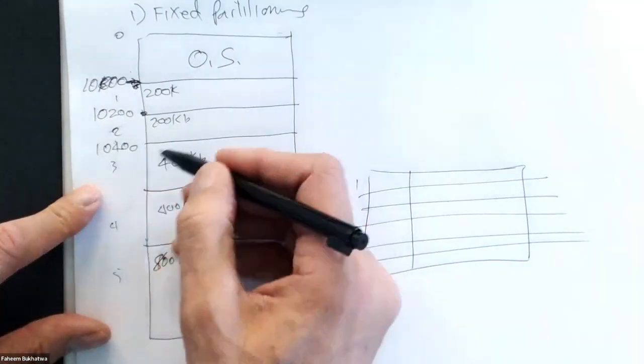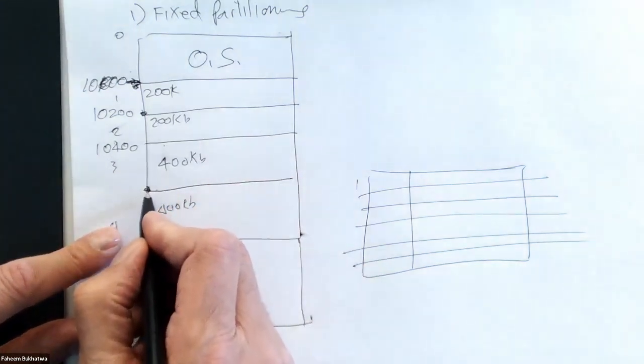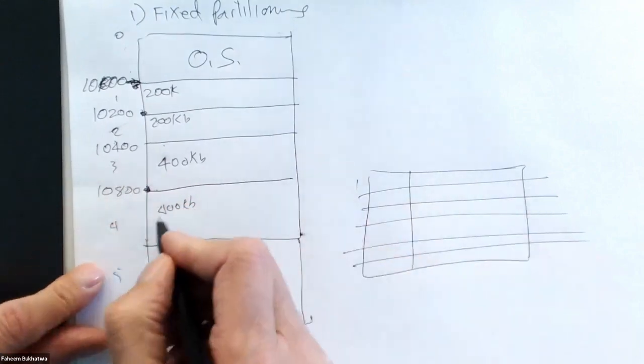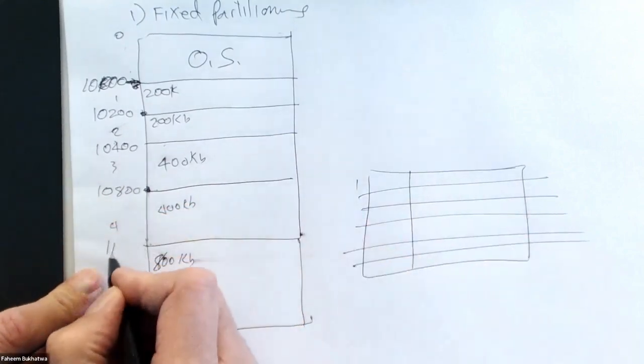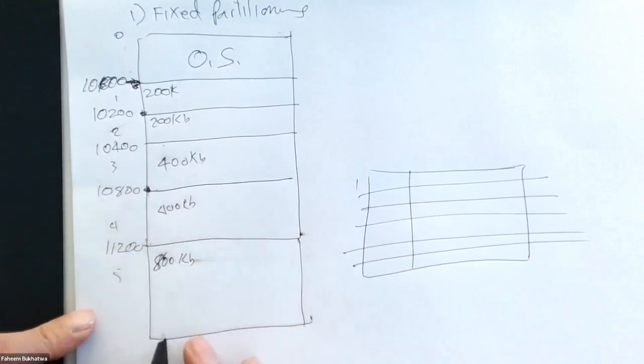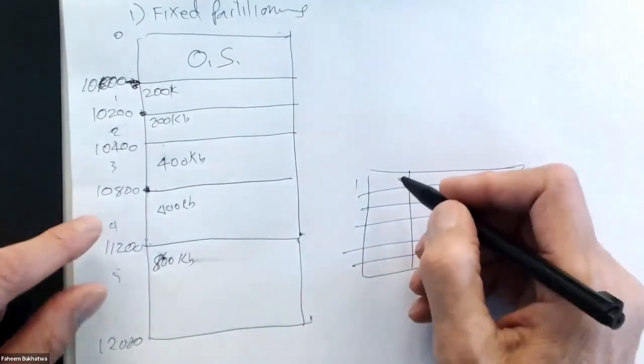Are you with me, guys? Then the next one is 10,800, and so on. So it knows this. And then another 400, that's 11,200 or something like that. And then 800 again, that's 12,000. So it already splits memory into different sizes and puts it in the table.